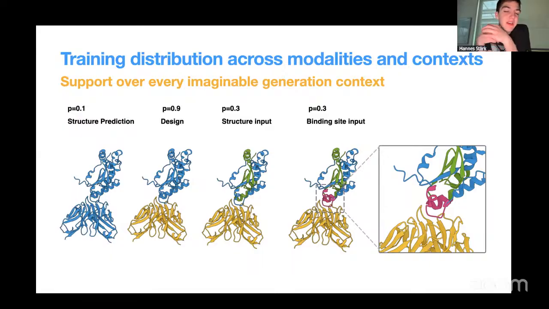where we have this sort of augmented representation, where each residue has 14 atoms that encode their geometry and their residue types. And then sometimes we feed the structure as input. And sometimes, with a certain probability, we feed a binding site specification as input, which the model will hopefully adhere to at inference time if we want to specify where the binder should bind.